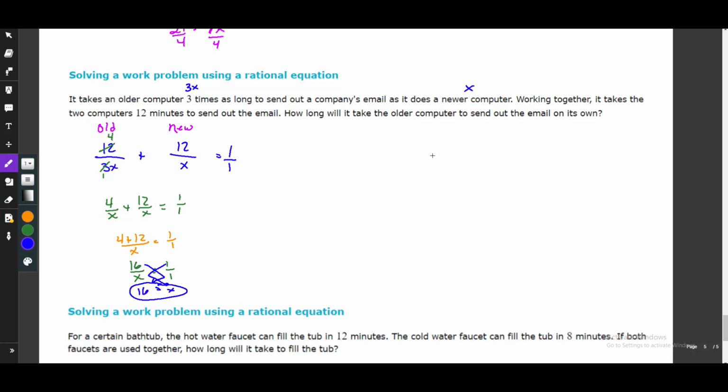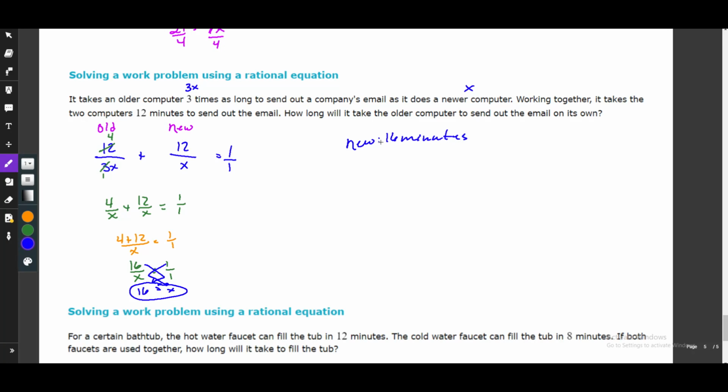Okay, so it is going to take the older computer to send out on its own 16 minutes, which makes sense. It is going to be longer than those 12 minutes that it's working together. Actually, no. My older computer is not the 16. The newer computer is the 16. So new is 16 minutes.